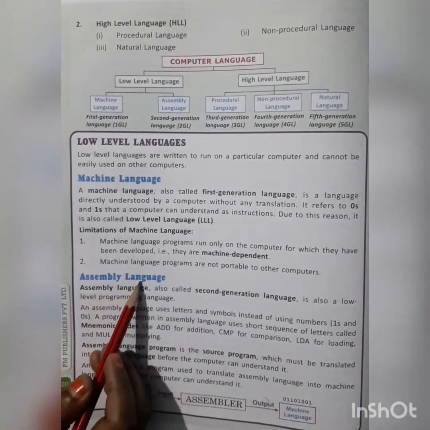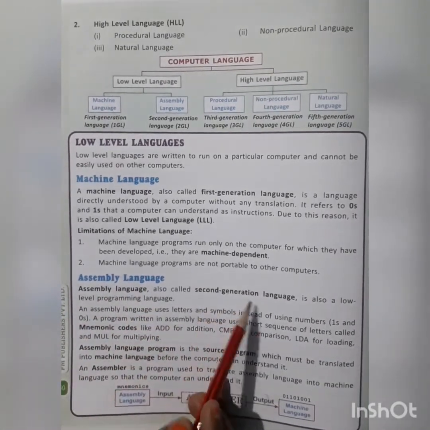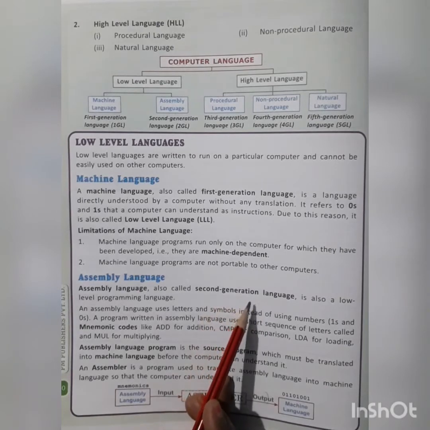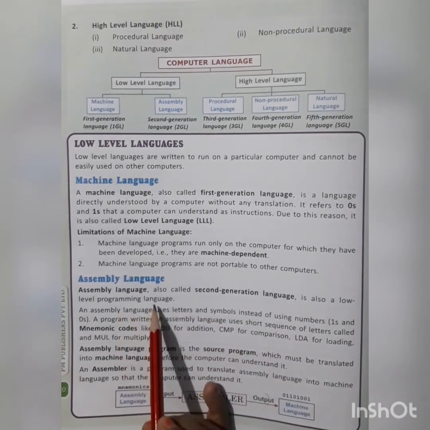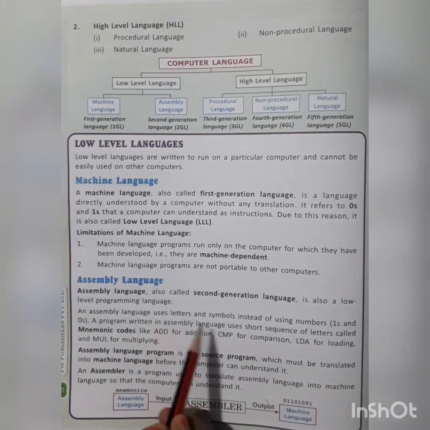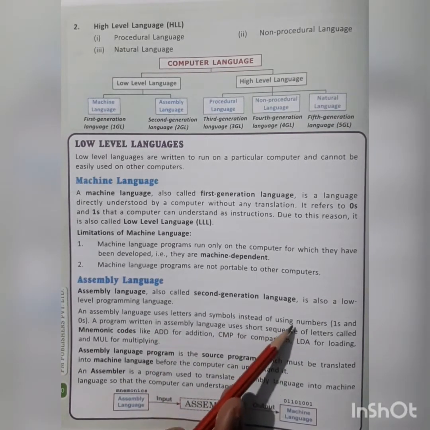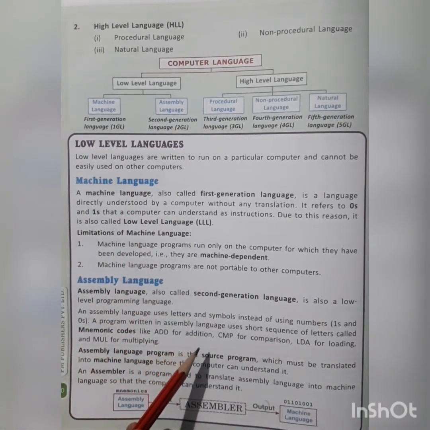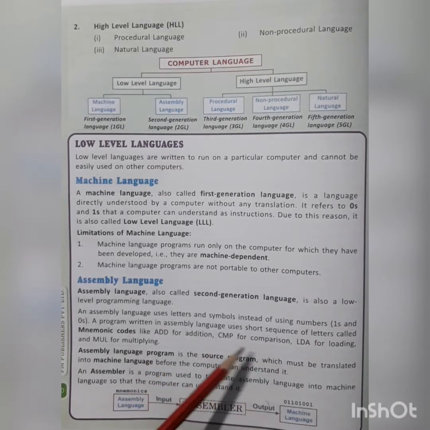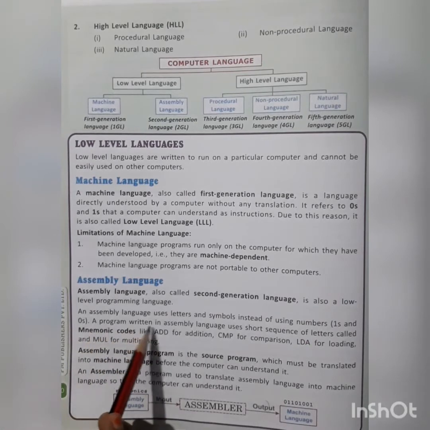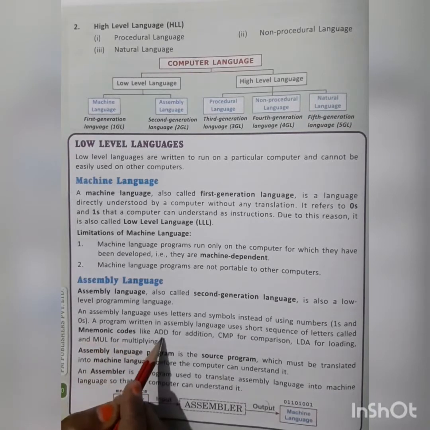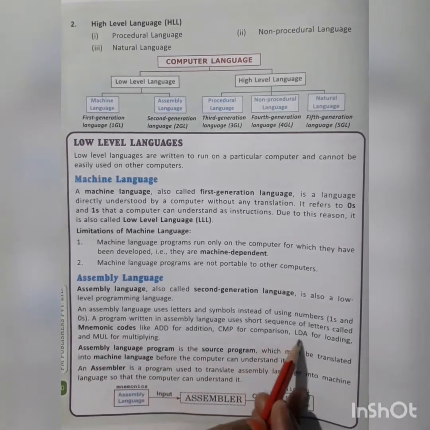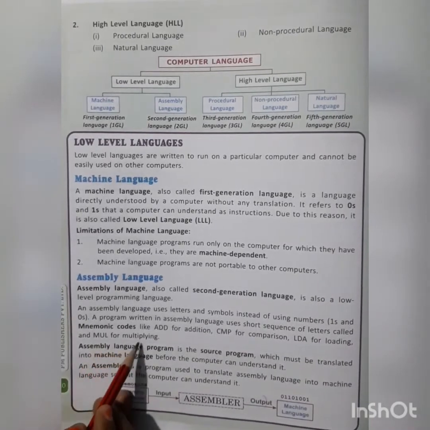Now what is assembly language? Assembly language is also known as second generation language, used in second generation computers. It is also a low level programming language. An assembly language uses letters and symbols instead of numbers. As we were using numbers in machine language, here in assembly language we are using only symbols and words. A program written in assembly language uses short sequences of letters called mnemonic codes, like ADD for addition, CMP for comparison, LDA for loading and MUL for multiplying.